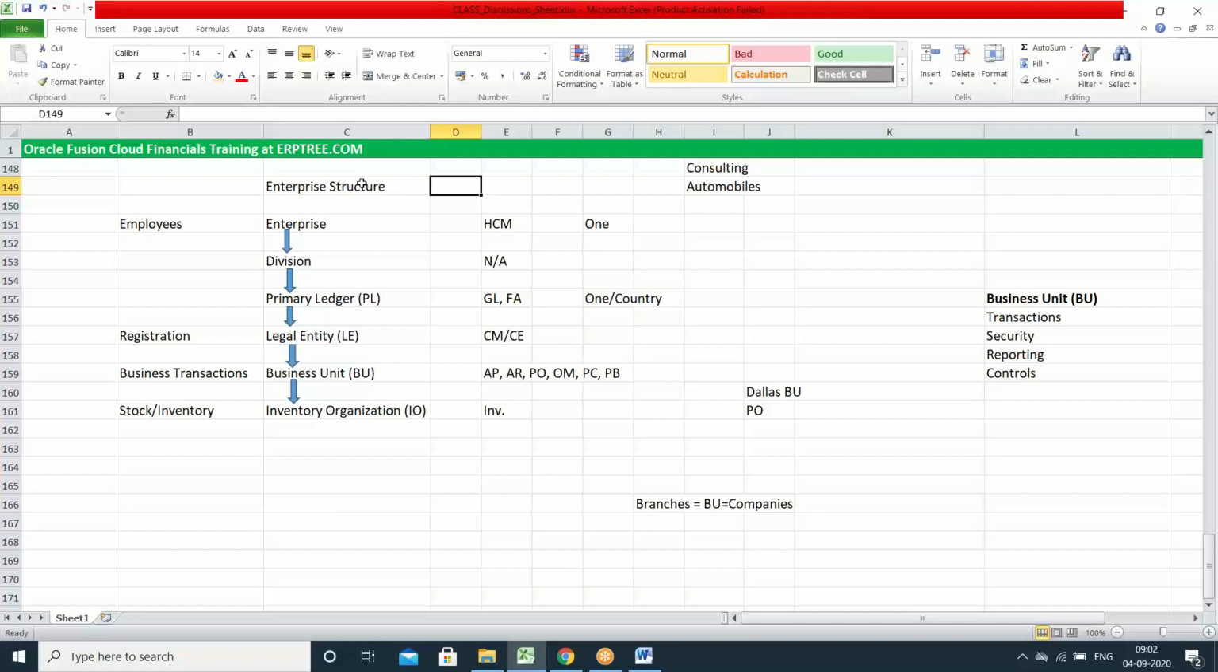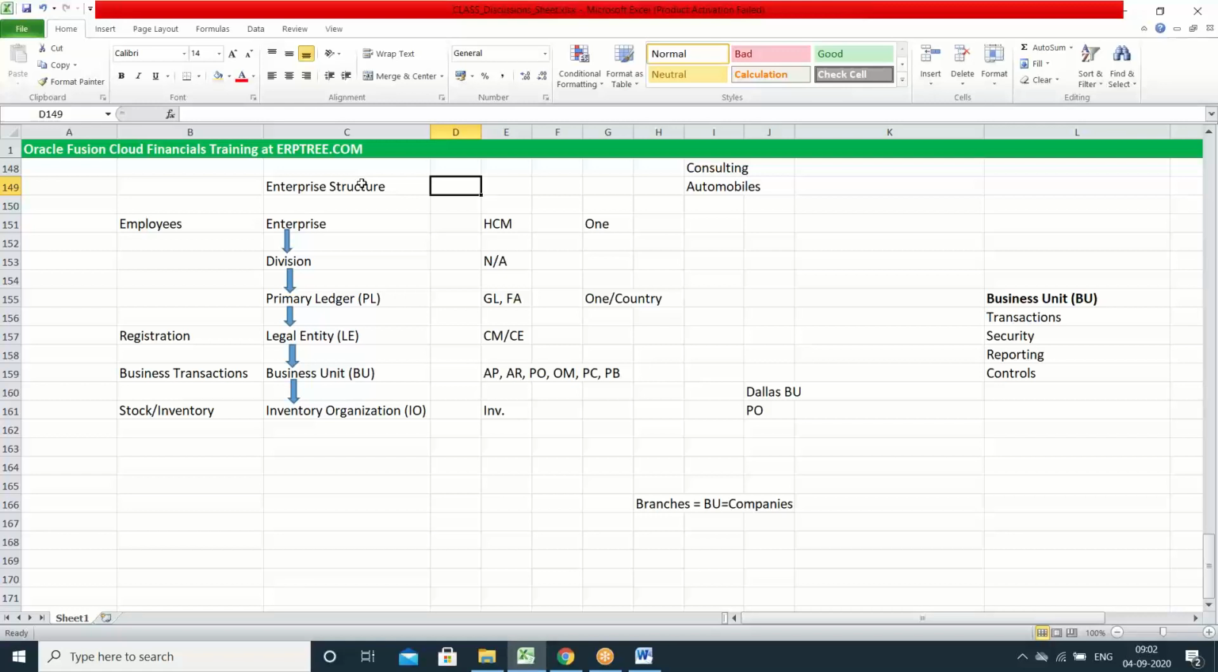The primary ledger is the one which we can use to record the transactions across all the applications. At the primary ledger level we can map GL and FA applications. For one country, one primary ledger is required. What do you mean by legal entity?